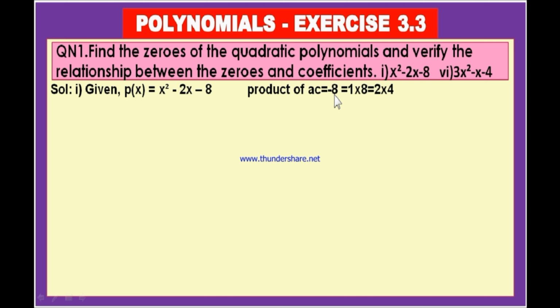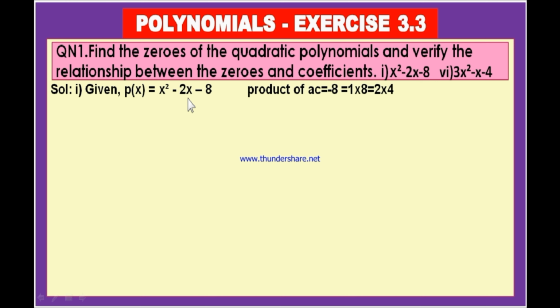Now how can you write 8 as the product of two numbers? You can write 8 either as 1 into 8 or as 2 into 4. Since the product has minus sign, the difference of the factors should be equal to the coefficient of x. Here what is the coefficient of x? Coefficient of x is 2 or minus 2. Now what is the difference of 1 and 8? The difference of 1 and 8 is not equal to 2. But the difference of 2 and 4 is equal to the coefficient of x here.